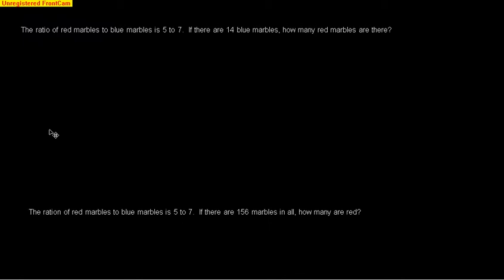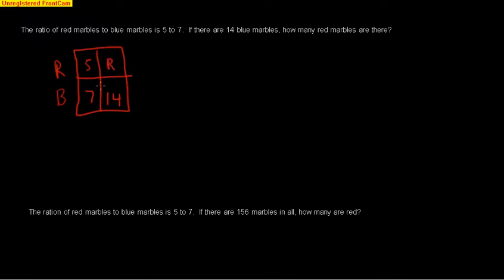For example, if we took a problem like yesterday and put them in ratio boxes instead of just writing them as fractions, we could have said the ratio of red marbles to blue marbles is 5 to 7, so R, B, and we could have drawn these boxes showing the ratio of red to blue, which we know is 5 to 7 because that's what it tells us. And then it says if there were 14 blue marbles, how many red marbles would there be? So we'd put the 14 here and say this is our unknown. This is what we're trying to find.